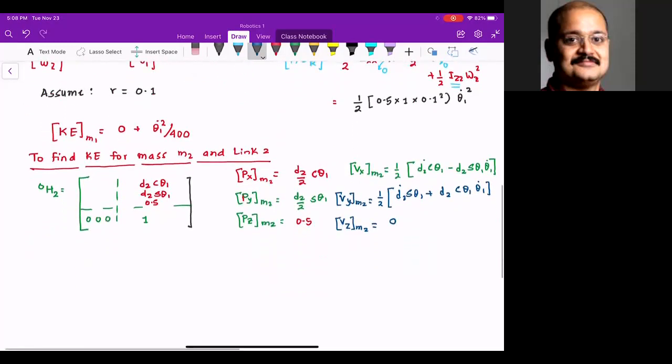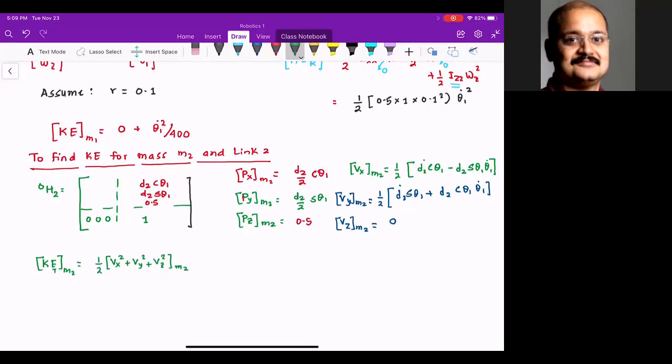Okay. Now what I need to do is kinetic energy of translation for mass m2, which is going to be 1/2 (Vx square plus Vy square plus Vz square) m2. And we would actually grab these equations because everything is a variable. So we'll grab these equations and directly program this inside MATLAB.